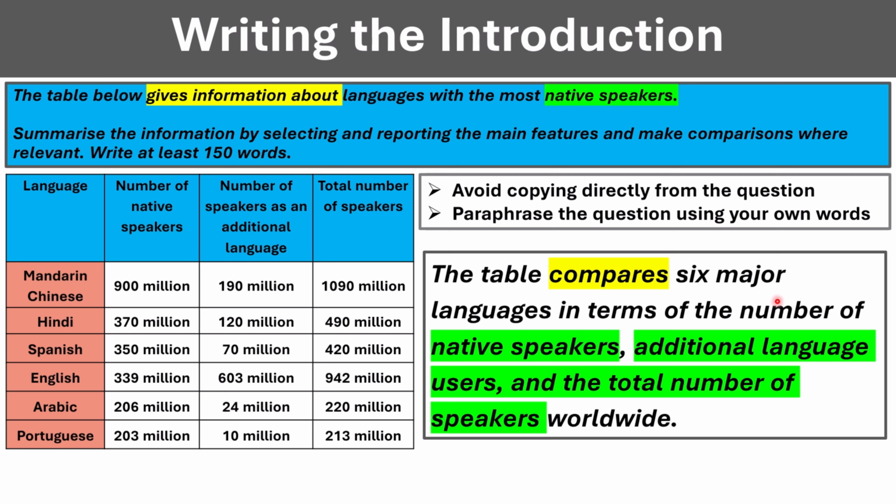The table compares 6 major languages in terms of their number of native speakers, additional language users, and total number of speakers worldwide. Notice how we have changed both the vocabulary and sentence structure. For example, instead of saying gives information about, we have used compares. We have also expanded the scope by mentioning all 3 categories: native speakers, additional language users, and total speakers. This kind of paraphrasing shows the examiner that you understand the task and helps improve your lexical resource score. Let's now move on to the overview, where we summarize the key features of the data.